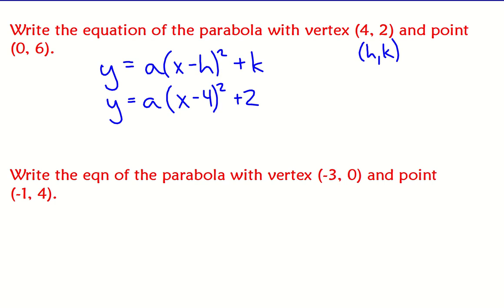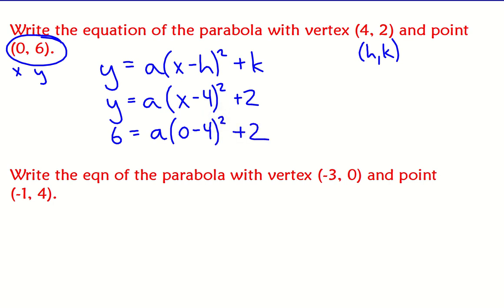And so all I need is the steepness, and I haven't used this piece of information yet. So I'm going to go ahead and put in the point (0, 6) for x and y and use that to solve algebraically for what the steepness is. If I do that, I get 6 equals a times quantity 0 minus 4 squared plus 2. And negative 4 quantity squared is 16, so this is actually 16a plus 2 would equal 6. Subtracting 2 on each side means that 16a would equal 4, and so a would equal 4/16, or 1/4.